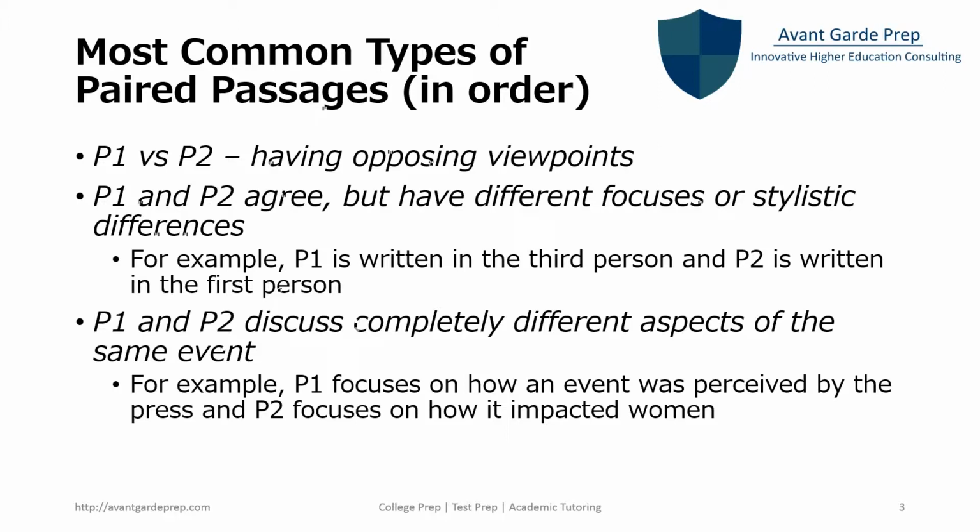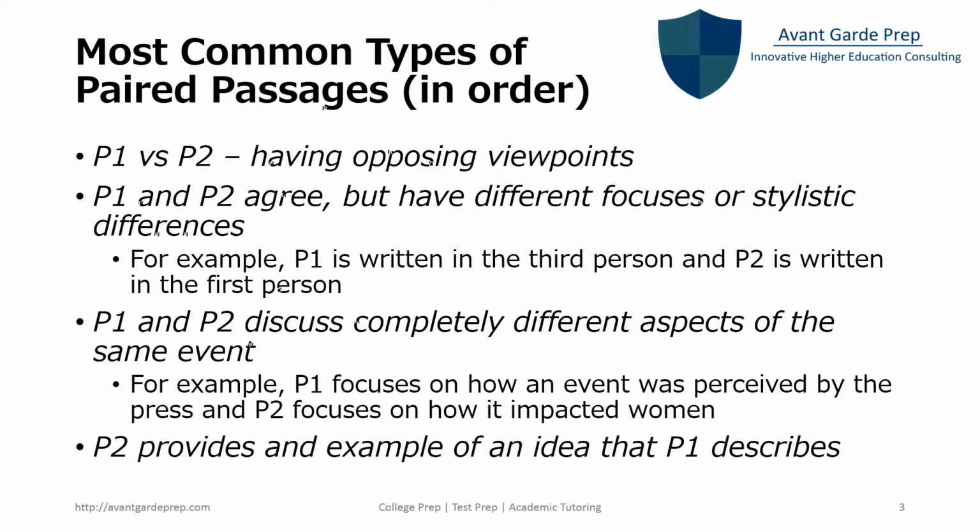Then we have passage 1 and passage 2 discuss completely different aspects of the same event. So for example, passage 1 focuses on how a certain event was perceived by the press, and passage 2 focuses on how it impacted women. Same topic, but different angles of the same thing. And lastly, passage 2 provides an example of an idea that passage 1 describes.